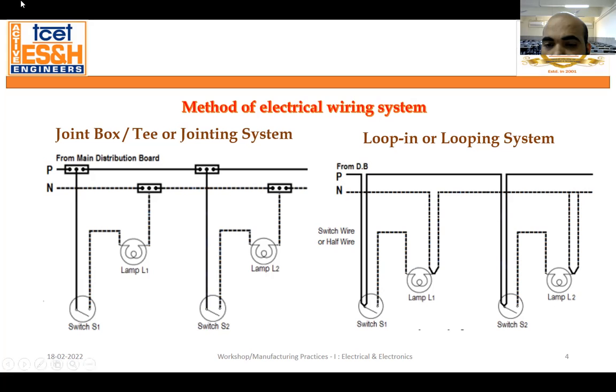Similarly, as it is not beneath the floor, we can consider it easy to find faults and identify them, and for that we are not supposed to break anything. In the case of a concealed system, if you find any problem, then we are supposed to break it, take it out, and then replace it. But in the case of a loop-in or looping system, you are not supposed to break anything. It has easy access.